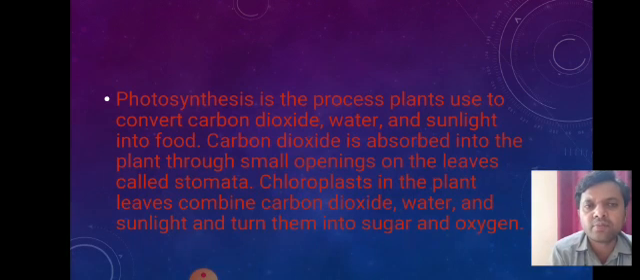Carbon dioxide is absorbed into the plant through small openings on the leaves called stomata, which we have already discussed. Chloroplasts in the plant leaves combine carbon dioxide, water and sunlight and turn them into sugar and oxygen. Chloroplast is the thing in which chlorophyll is present, that is, the leaves. Chlorophyll is the only thing which absorbs sunlight into the plant, and then it combines carbon dioxide and water with the help of sunlight and turns them into sugar and oxygen.